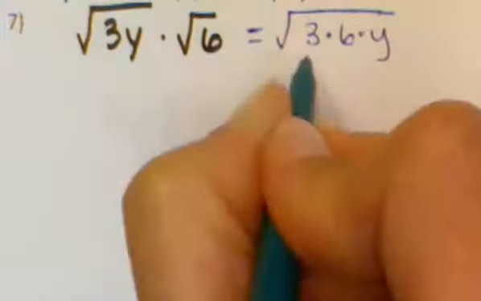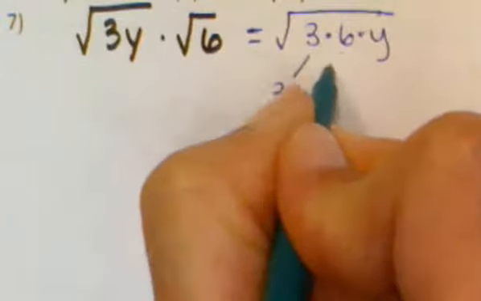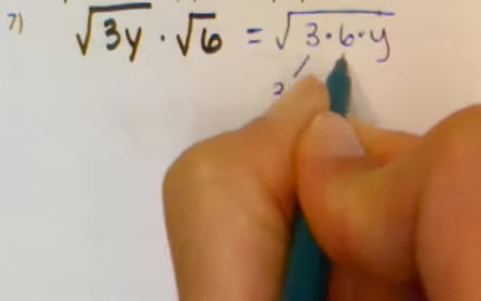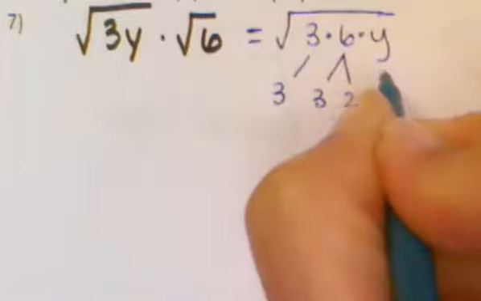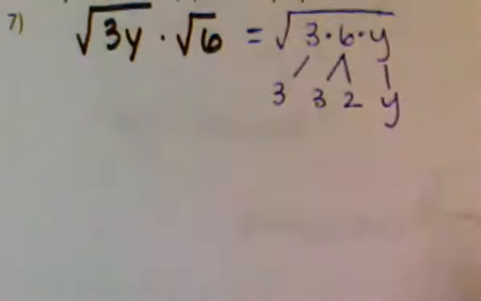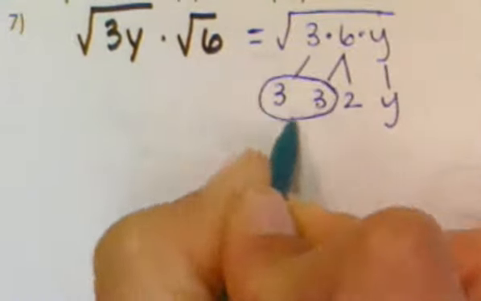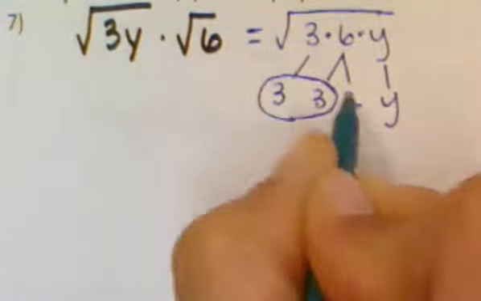So now that I have this, I'm going to do my factor tree. So I've got a 3 there, I've got a 3 and 2 for my 6, and then y is just y. So I'll circle the 3 and 3, and then the 2 and y are my loners. They're going to stay in, the 3 will come out. Try this one on your own. Pause the video and then come back.